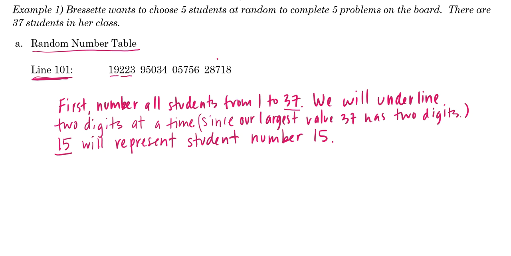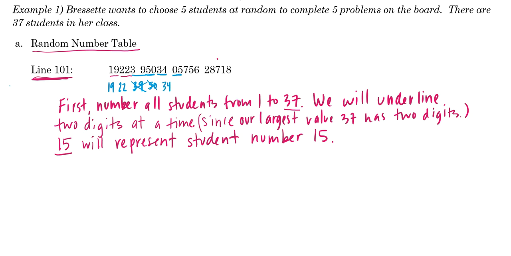So let's actually look at the numbers that we do have. The first number I have, and I'll write this in a different color, we'll go blue, why not, is 19. Next number I have is 22. I'm going to keep underlining 2 digits at a time, even though there's a space between. And the next number I have is 39. Well, that's not between 1 and 37, so I'm going to go ahead and ignore that 39. My next number is 50. Again, that's not between 1 and 37, so I'll be skipping that.